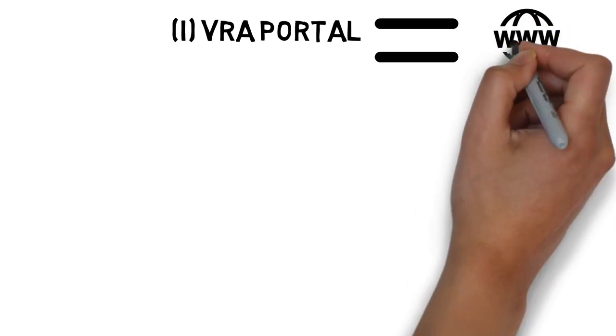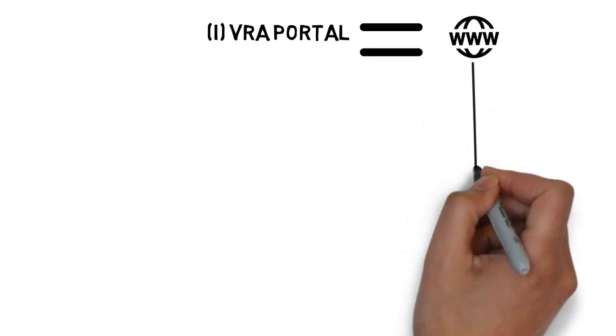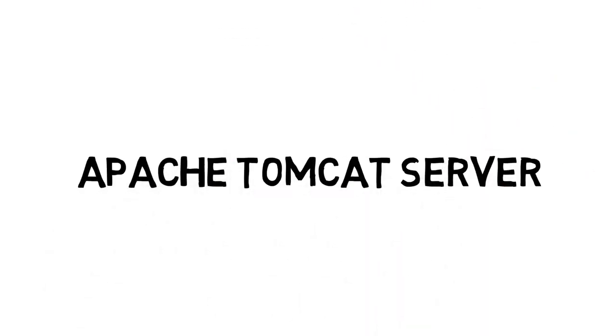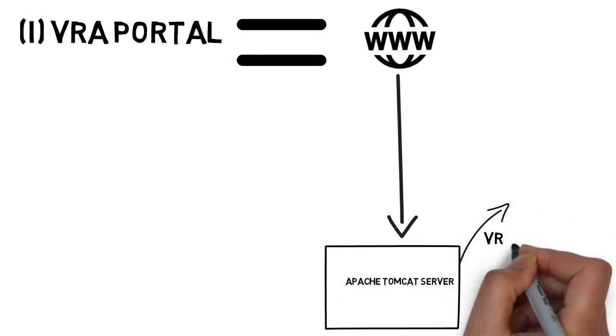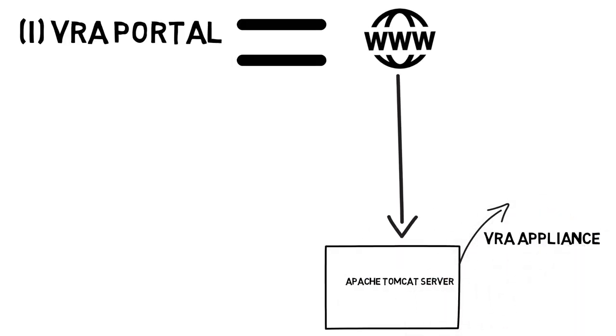When we log into the VRA portal, it is actually a website that we are logging into. So, this website needs to be hosted somewhere, which in this case is hosted on the Apache Tomcat server running on the VRA appliance. In simpler terms, it is the website that we access the VRA through.